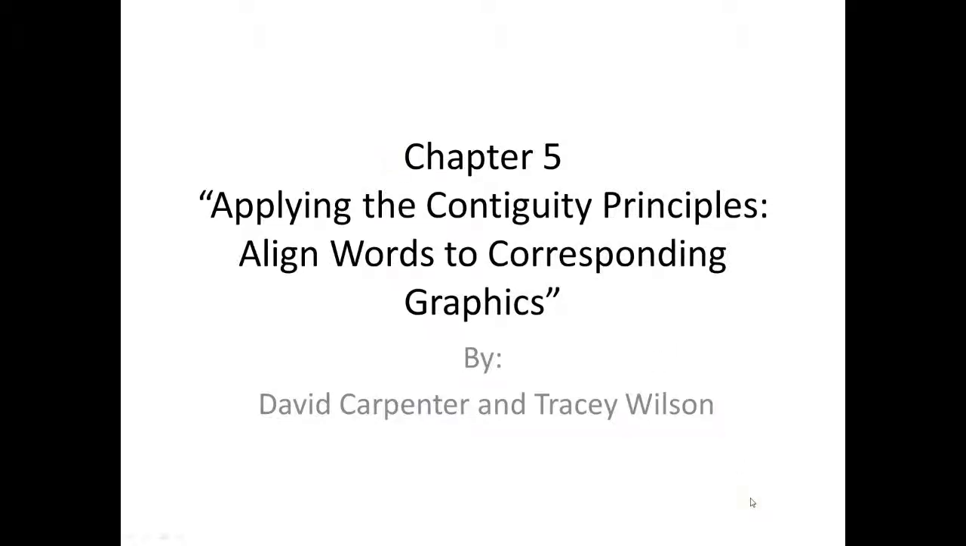Chapter 5, Applying the Contiguity Principles, Align Words to Corresponding Graphics, by David Carpenter and Tracy Wilson.